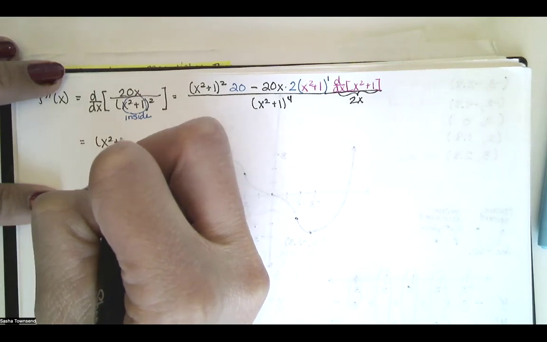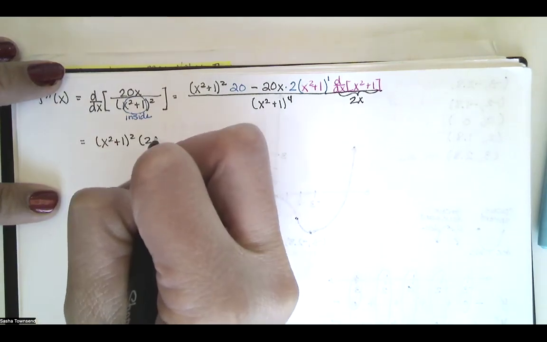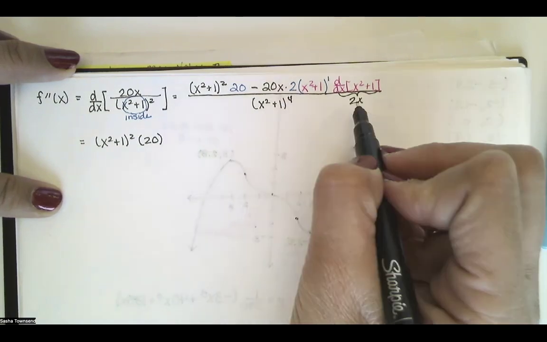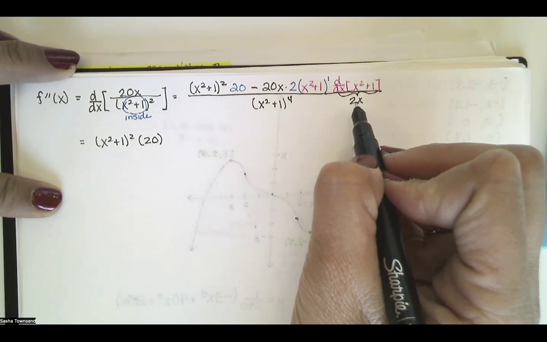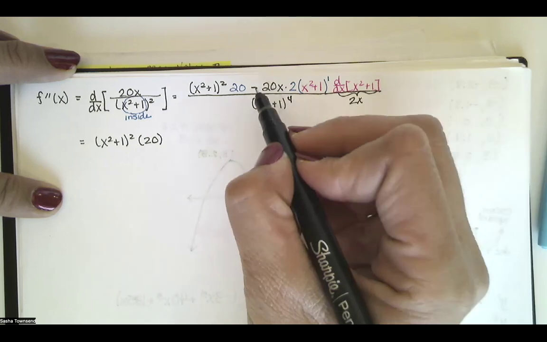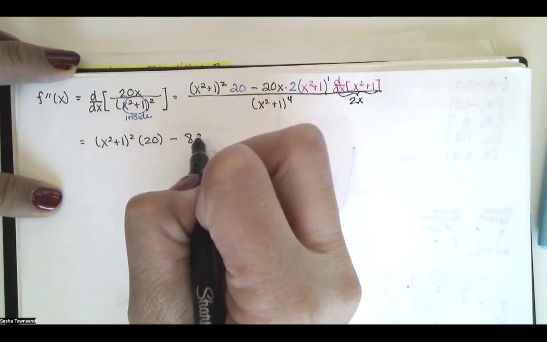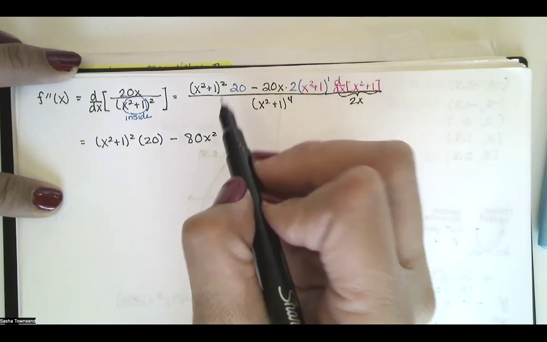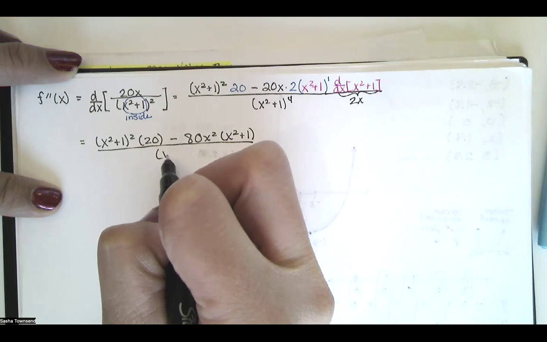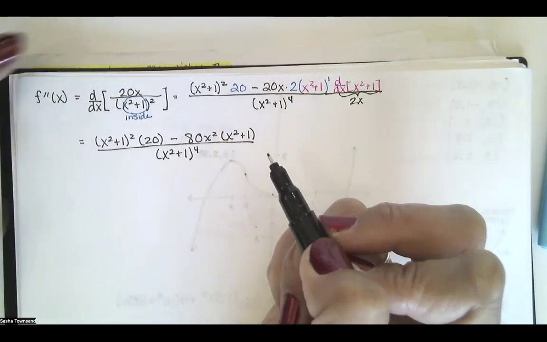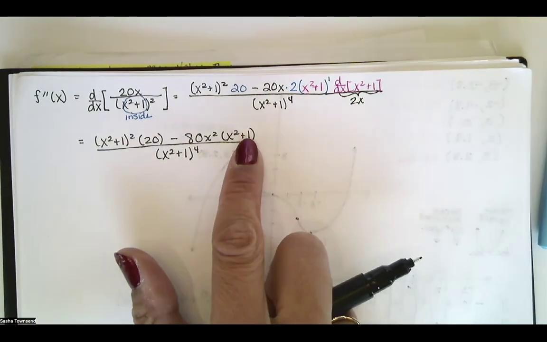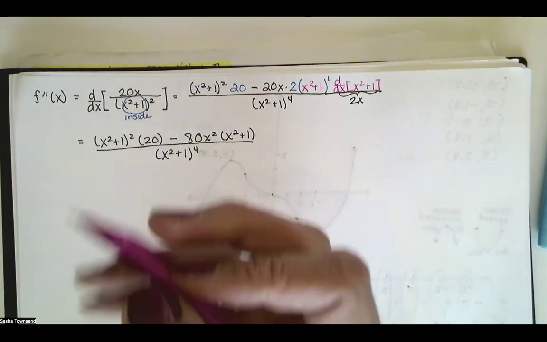I've got x squared plus 1 quantity squared times 20. And then I've got 20x times 2 is 40x times another 2x is going to be 80x squared. And then I'm subtracting that. So I have minus 80x squared times this x squared plus 1. And all of that is divided by x squared plus 1 raised to the 4th. Now notice that in the numerator, we've got an x squared plus 1 squared here and an x squared plus 1 to the 1st here. So we have a common factor.